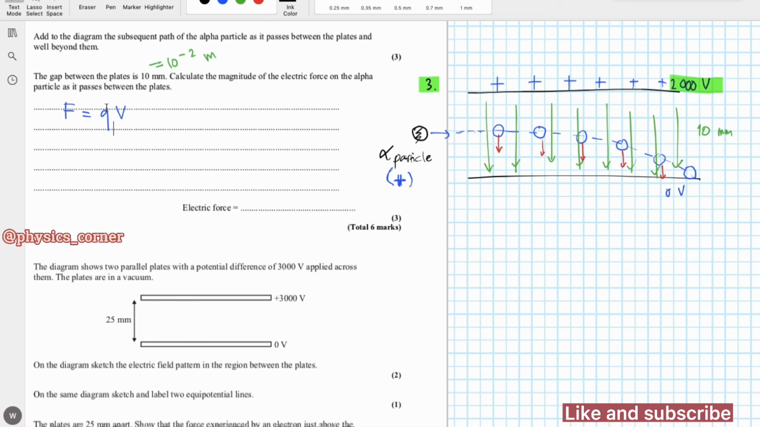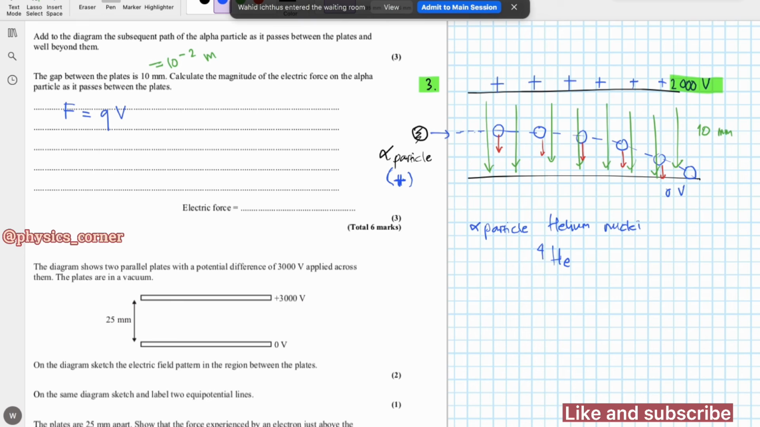I remember. Alpha particle, maybe this is knowledge for you: alpha particle is a helium nucleus. The helium nucleus is 4H2, then positive 2. So here, the charge is positive 2. It means Q of alpha, the charge of alpha, is 2 times 1.6 times 10 to the power minus 19, which is 2 times the charge of the electron.